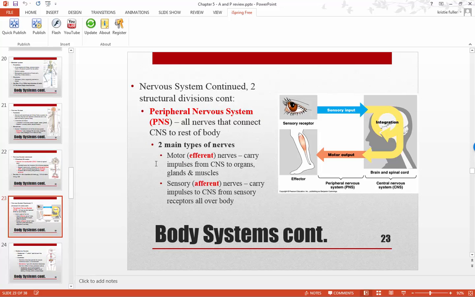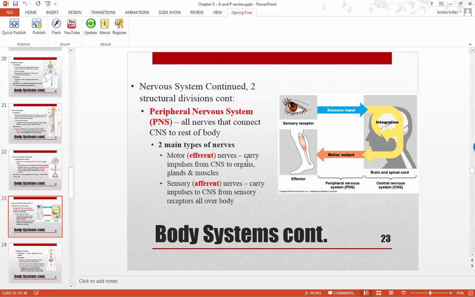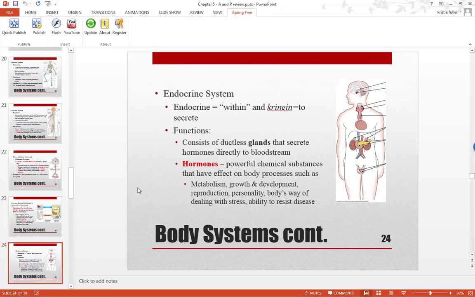We also have another structural division of the nervous system called the peripheral nervous system, and this is all the rest of the nervous system that isn't the spinal cord and the brain. So you have motor nerves and sensory nerves, okay? I'm not going to go into a lot of detail about those, but you can read about that right now. But you do need to know the types, just the basic divisions for as far as our class is concerned.